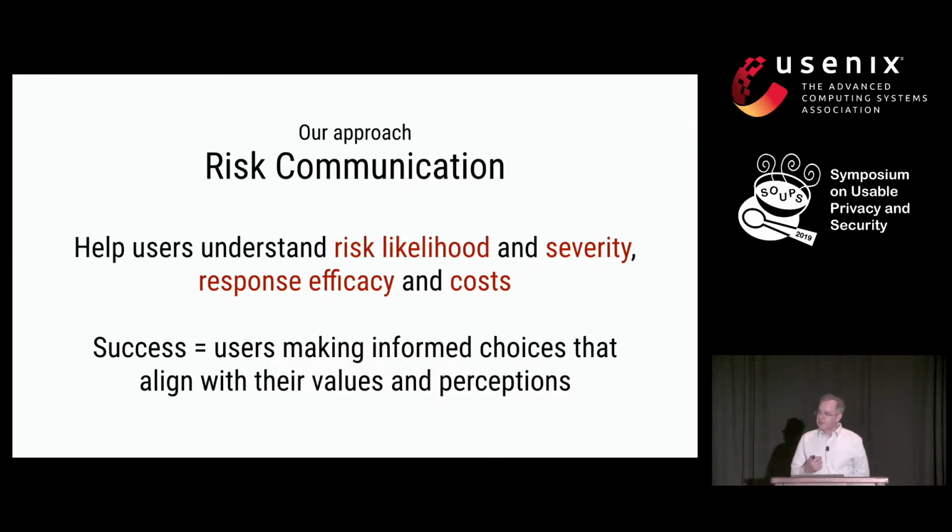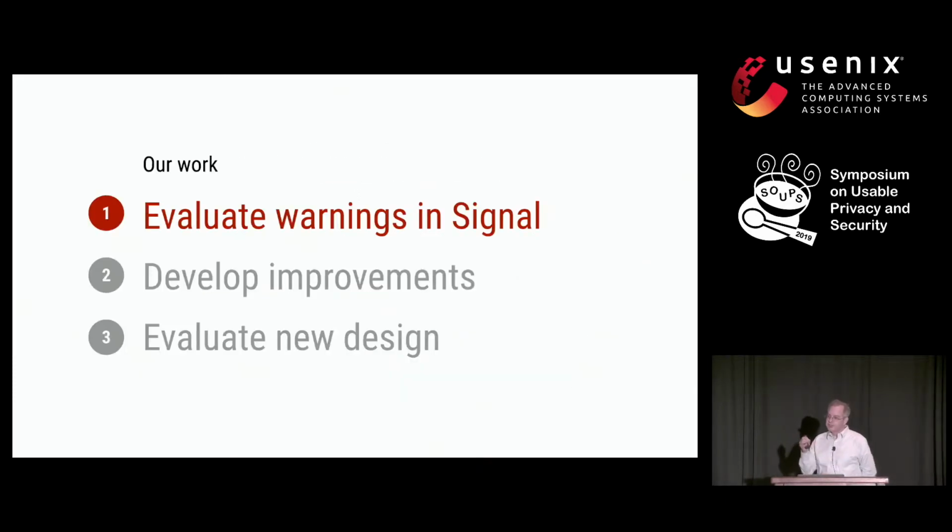Success in risk communication comes not if everyone adheres to best practices, but instead if users are making informed choices that align with their own values and perceptions. So if someone perceives, for example, in our situation, that this is a conversation that's not particularly important, and so they're not concerned about doing the authentication ceremony, that's in alignment and we're okay with that. But if they do perceive that the risk is likely and severe, then we're hoping that they should also perceive there's this response that they can use, and we should see them follow through and do the authentication ceremony in that case. Okay. So our work consists of 3 parts.